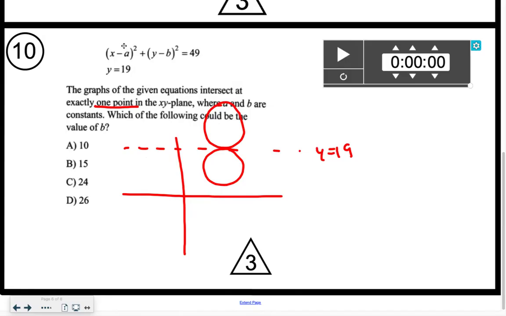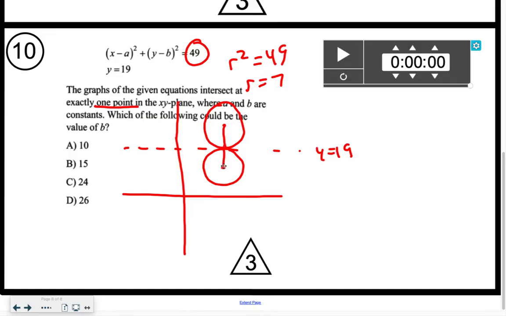That doesn't really matter. What we're focused on is B. So what we need is B, the y coordinate of the center. So the center could be here or here. And if this is r squared, the radius is 7. So my two possibilities in general, before I even worry about multiple choice, are if I go 7 this way or 7 this way.